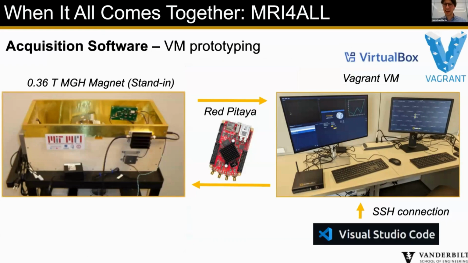And again, having a virtual machine, having this nice development software allowed us to do a lot of things without having access to the physical magnet as it was being built. So we would have this stand-in magnet that was similar to what we were trying to get to, used a Red Pitaya, and we were able to do all of our development in this virtual machine. And then with a Red Pitaya, simulate what we would try and achieve on a control scanner.